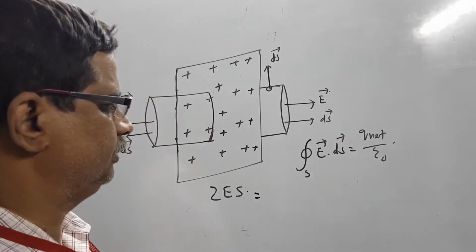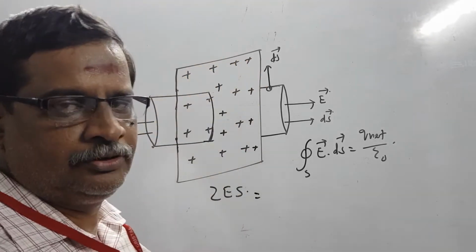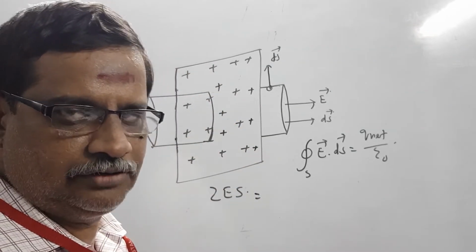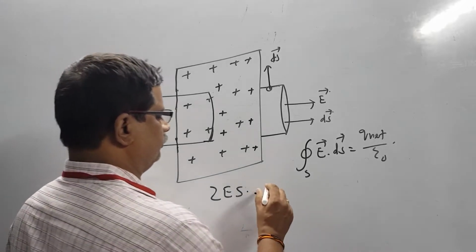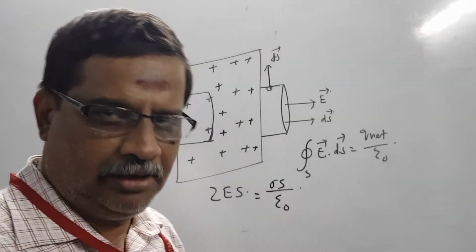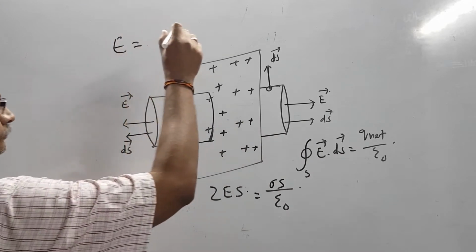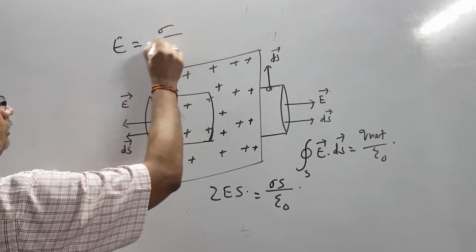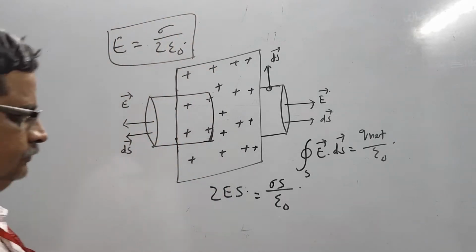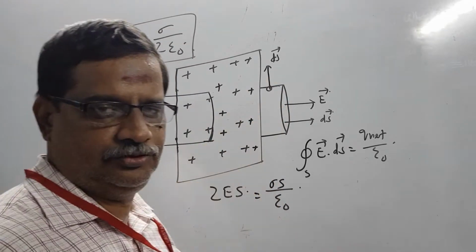Now what is the net charge enclosed by the surface? As I told you, the area of the sheet that is enclosed by the cylindrical Gaussian surface is S. Therefore, this will be equal to sigma into S divided by epsilon 0. The net charge is sigma S. Upon simplification, we will get E is equal to sigma divided by 2 epsilon 0. So that is the result for a plane sheet of charge. For a plane sheet of charge, the electric field will be sigma by 2 epsilon 0.